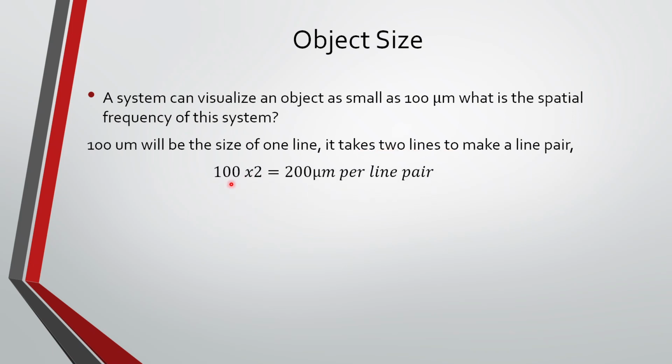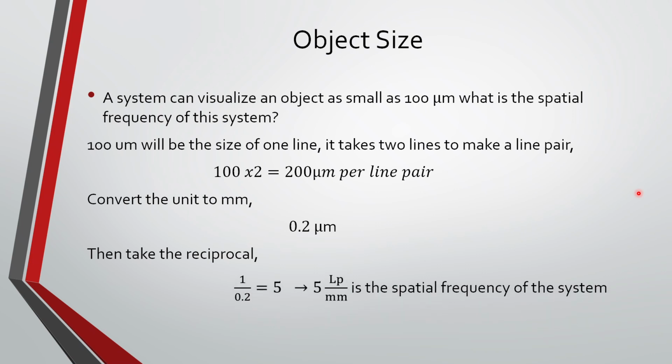So we take the 100, we multiply by 2, so we know there's 200 micrometers per line pair. We convert the unit to millimeters because we need per millimeter. So we have 0.2 millimeters. Then we take the reciprocal of that, and we have 1/0.2, which equals 5. So 5 line pairs per millimeter is the spatial frequency of the system.